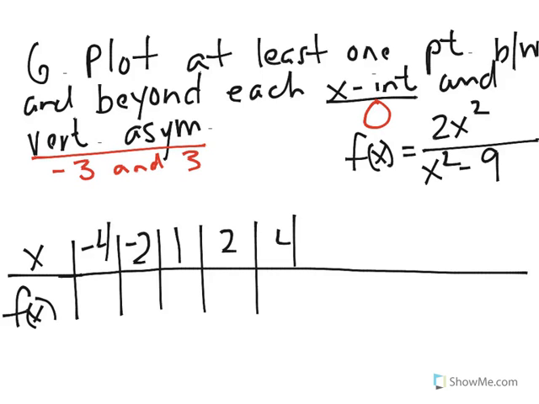if I plug negative 4 in for x in this problem here, it will come back to about 4.6. If I plug negative 2 in there, it'll come back to be a negative 1, and then negative 0.5 here, negative 1, and 4.6. So now that I have my points, as well as my other information from steps 1 through 5, I can go and plot this as a graph.